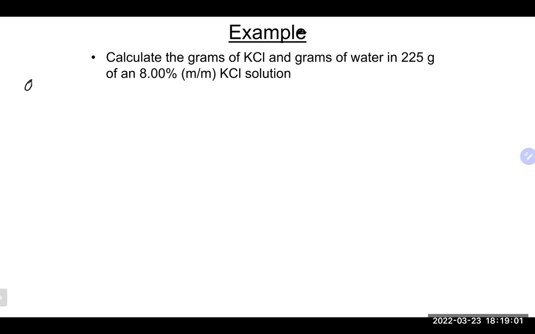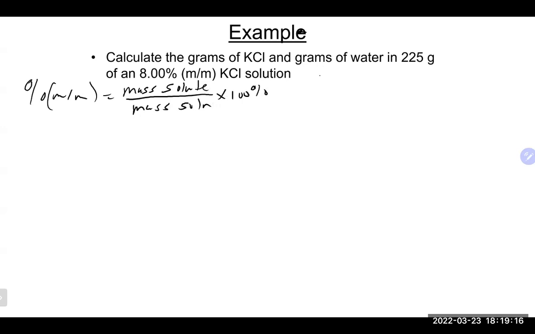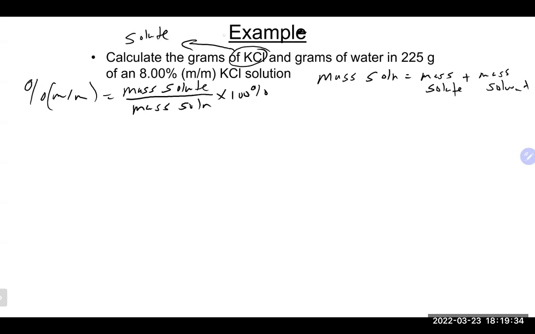So obviously we're dealing with percent mass to mass, which is the mass of the solute divided by the mass of the solution times 100%. We also know, as we talked about before, that the mass of the solution is equal to the mass of the solute plus the mass of the solvent. In this case, the KCl is our solute, as it is the name of the solution, and water is a very common solvent. That is what we're looking for in this particular case.